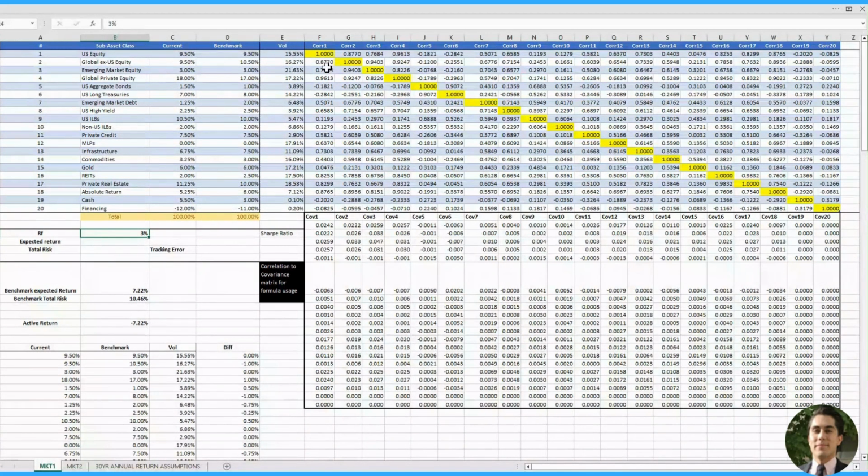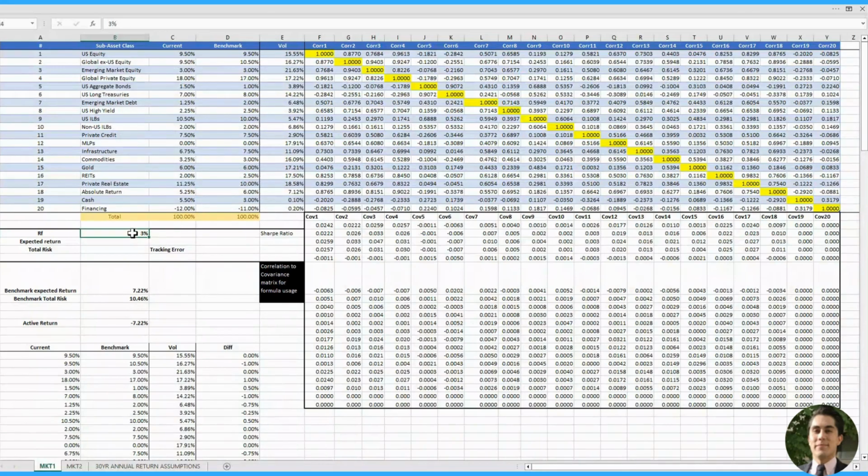So in this case, 0.8770 is the correlation between the US equity and the global ex-US equity, right? 0.784 will be US equity with emerging market equity. As you can see here, this should be the same because this is just column 2. This is saying, okay, global equity to US equity, so it should be the same. So all of this should be the same as column G. From here, row 3 should be the same as column 3 all the way to the end. So now these are the inputs.